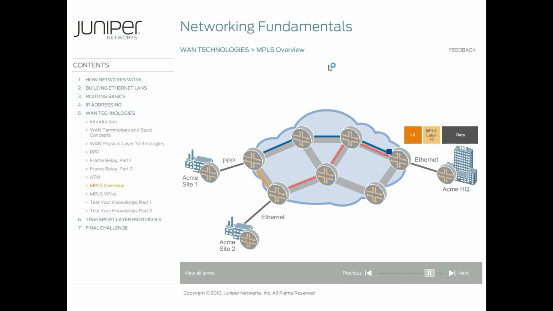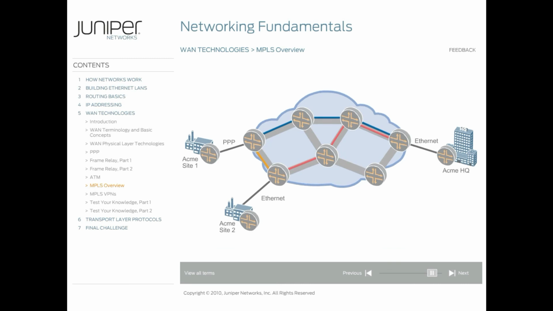When the labeled packet reaches the end of the LSP, an egress LER removes the Layer 2 frame and the MPLS label. Next, it examines the destination IP address to determine the next hop. It encapsulates the packet in the appropriate Layer 2 frame and sends it out the appropriate interface. Notice that the IP packet originally entered the MPLS network using PPP and exited the MPLS cloud using Ethernet. MPLS works independently of the Layer 2 technology.